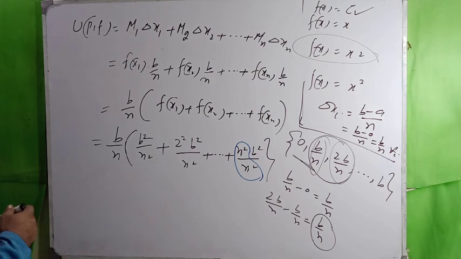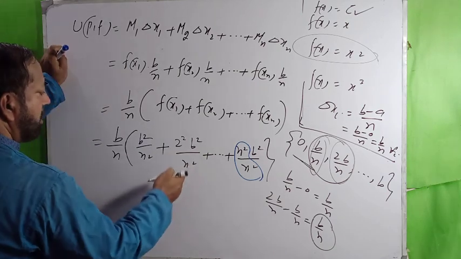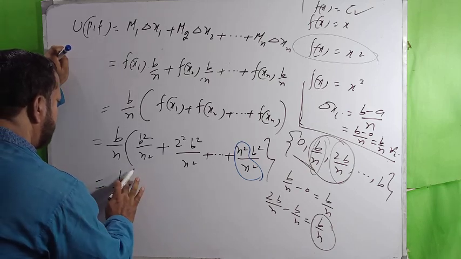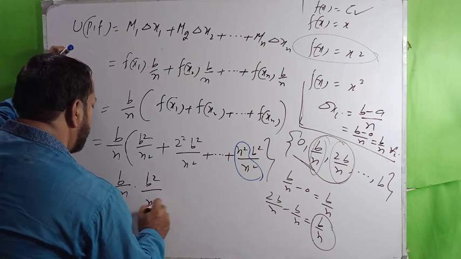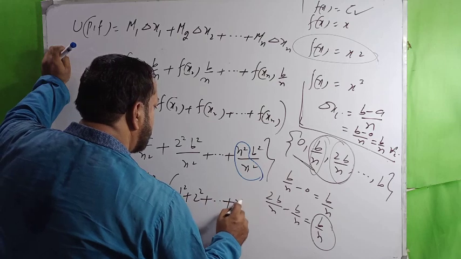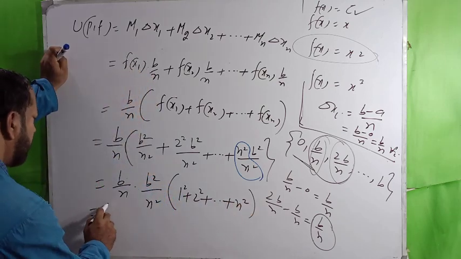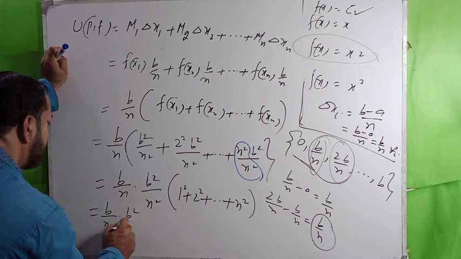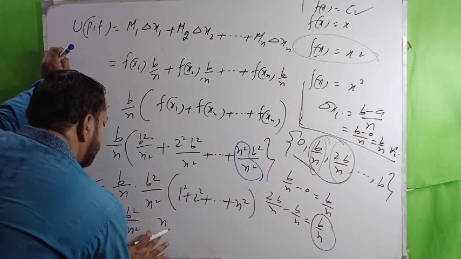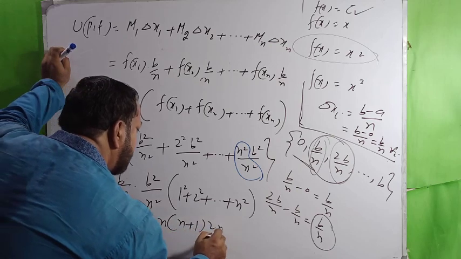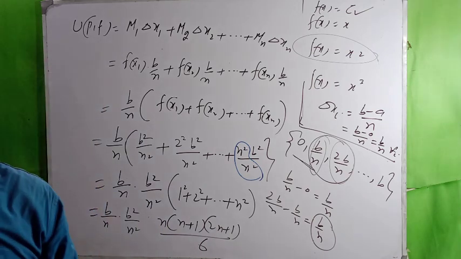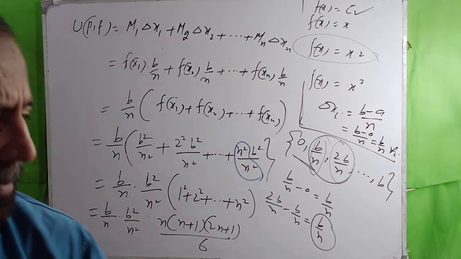Now you can take b square by n square common to each. You are getting b by n into b square by n square, inside you are getting 1 square plus 2 square plus so on plus n square. And what is this? Everybody knows, b by n into b square by n square, this is n into n plus 1 into 2n plus 1 divided by 6. Yes, we can further simplify this.